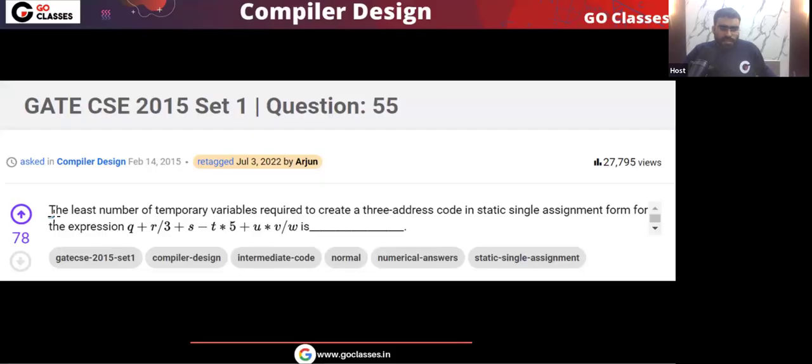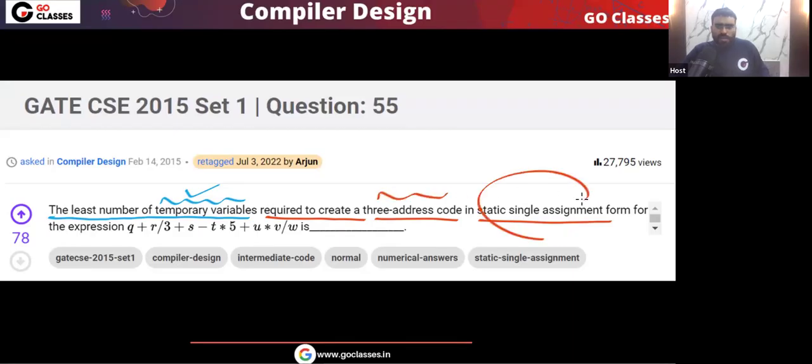The question is asking the least number of temporary variables which are required. See, the question is asking about temporary variables. We are asking how many temporary variables are required to create a 3-address code in static single assignment form. You create a 3-address code in SSA form for this expression. This expression is given to you. So can you take your copy and pen?